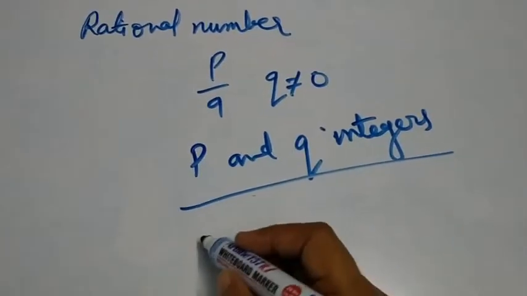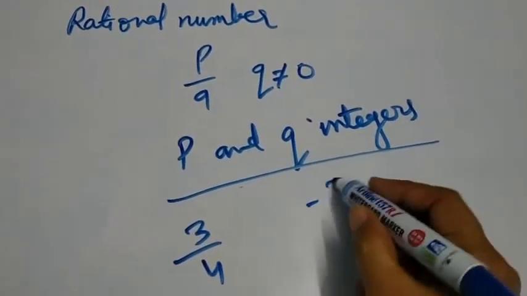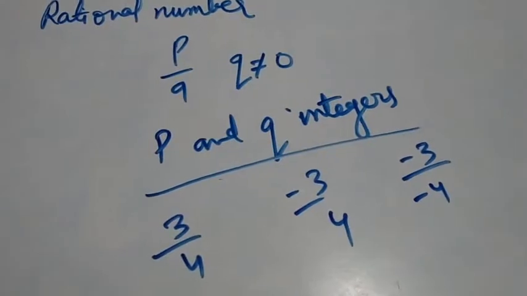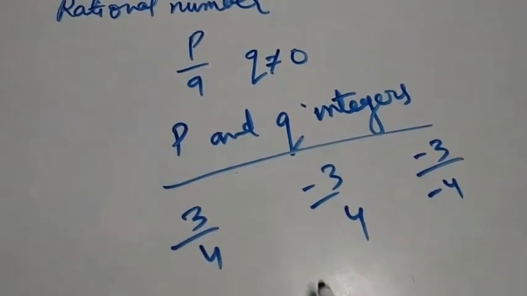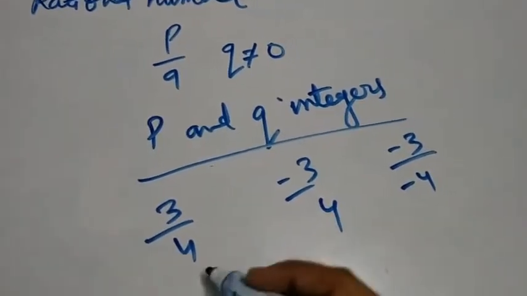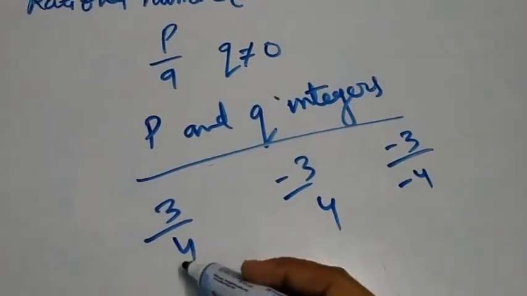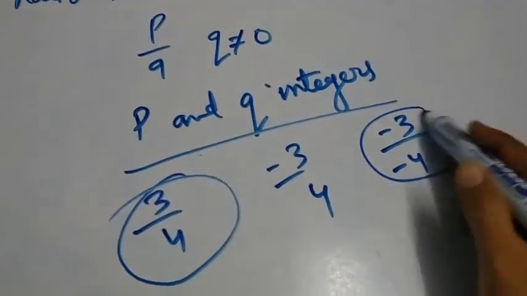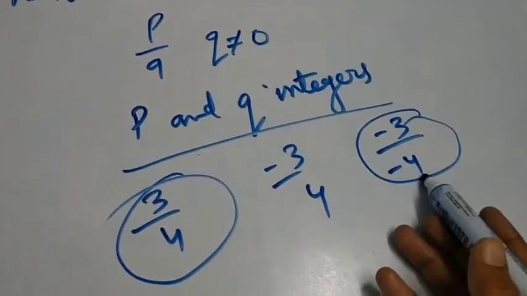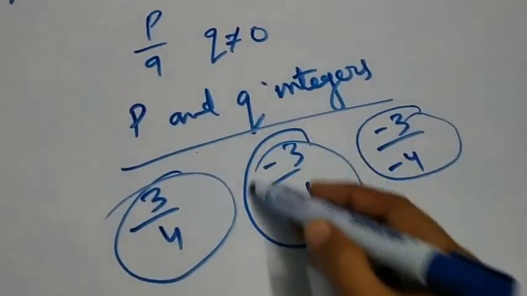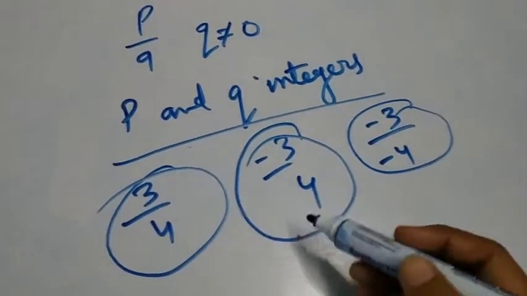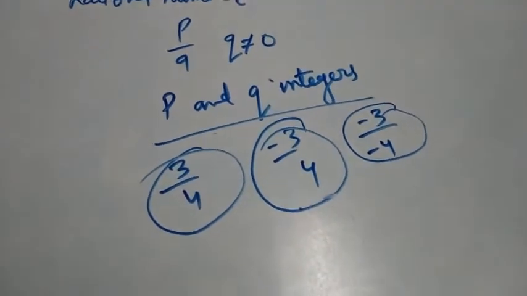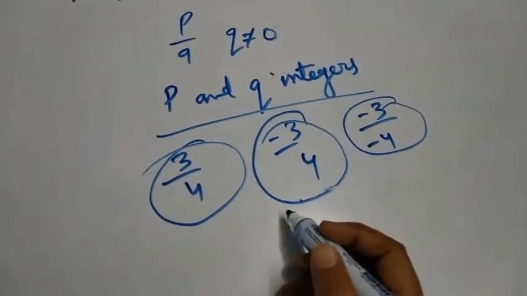So 3/4 is a rational number, -3/4 is also a rational number, -3 upon -4 is also a rational number. Now, a rational number can be positive or negative. If both the numerator and denominator are positive or both are negative, then we say it is a positive rational number. And if the numerator or denominator, any one of them, is negative, it is a negative rational number.